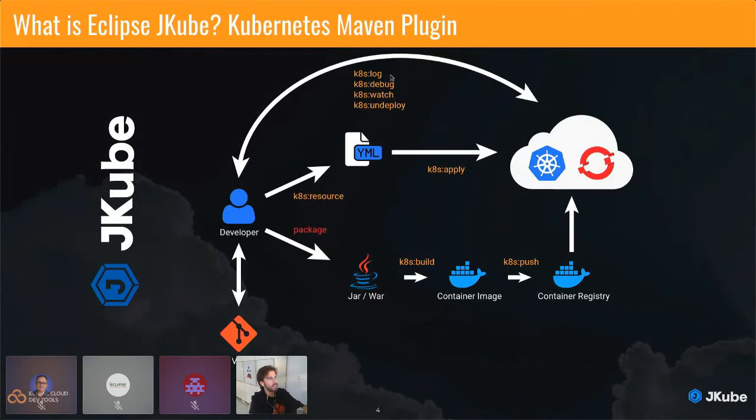On top of this, there are a set of additional goals that are intended for development purposes and to help you as a developer. So you have the log goal, which will actually retrieve the logs from your container or the container running in your pod. The debug goal, which will allow you to debug your application on the cluster. The watch goal that will be monitoring changes in your local files and will automatically redeploy your application. And the undeploy goal, which will do the opposite of the apply. So it will remove any resources that were created in the cluster.